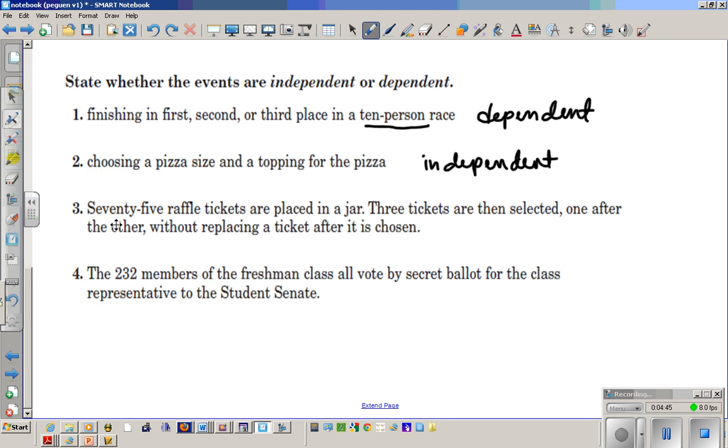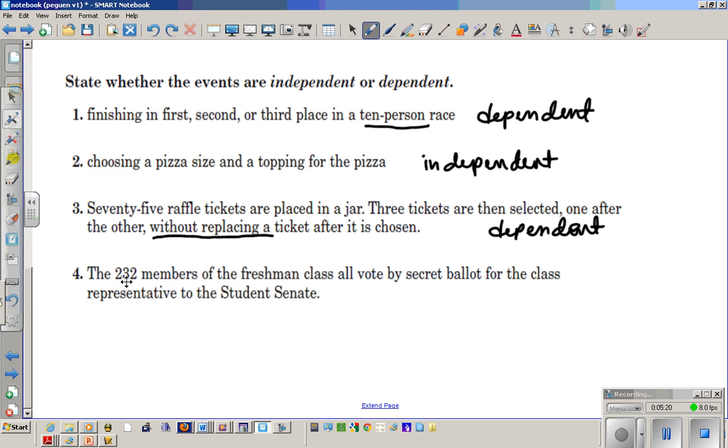Number 3 says 75 raffle tickets are placed in the jar. 3 tickets are then selected one after the other without replacing the ticket after it is chosen. So we're selecting from the same bucket and we're not replacing. Since we're not replacing, it automatically makes it dependent because we're changing the set. Every time we pull out something from the jar without replacing, we're changing it, so it makes it dependent because it alters the set.